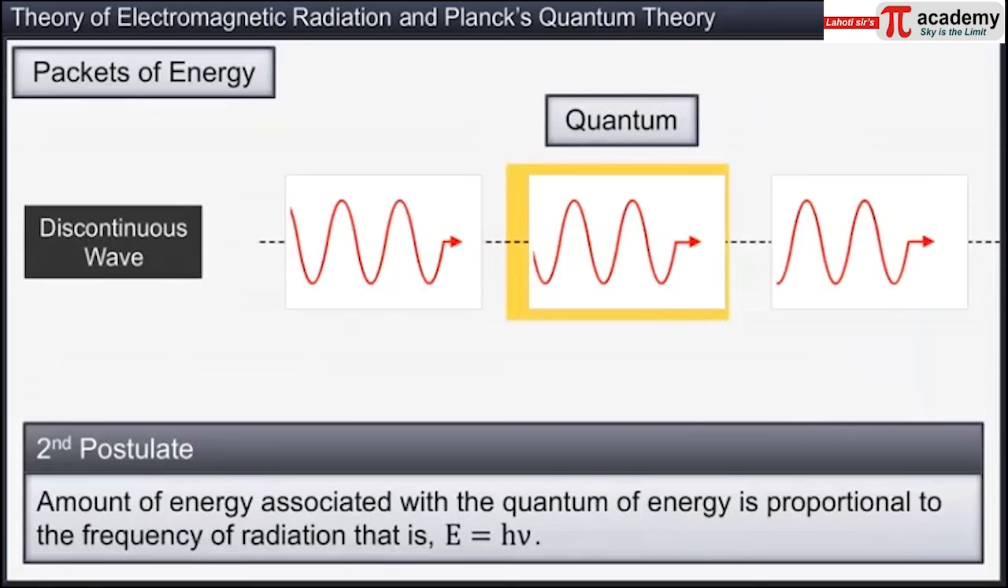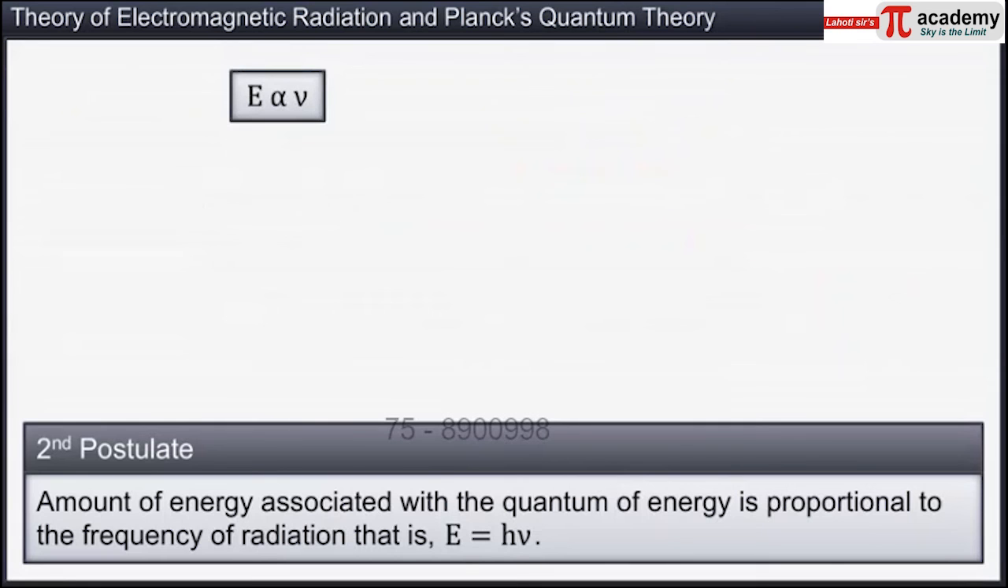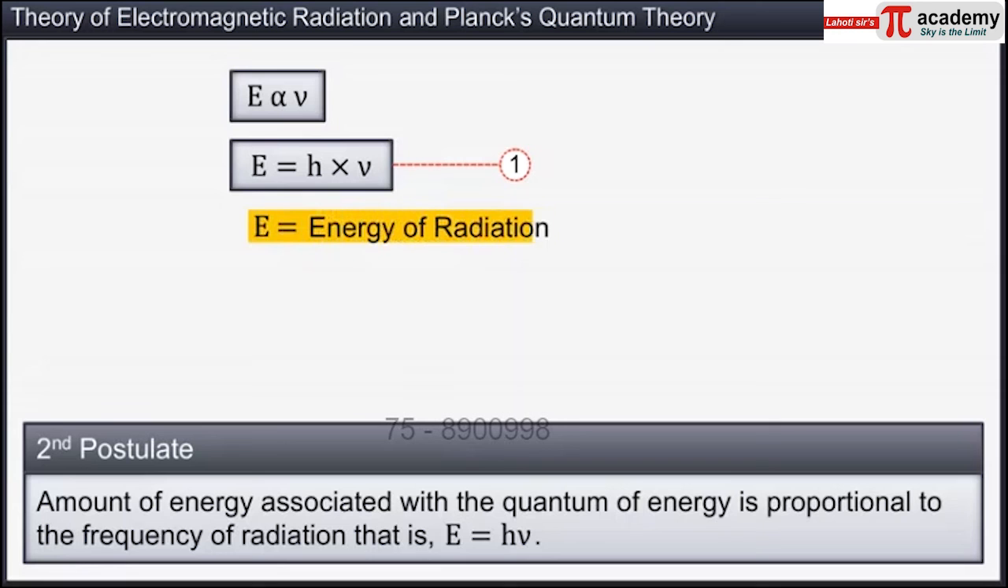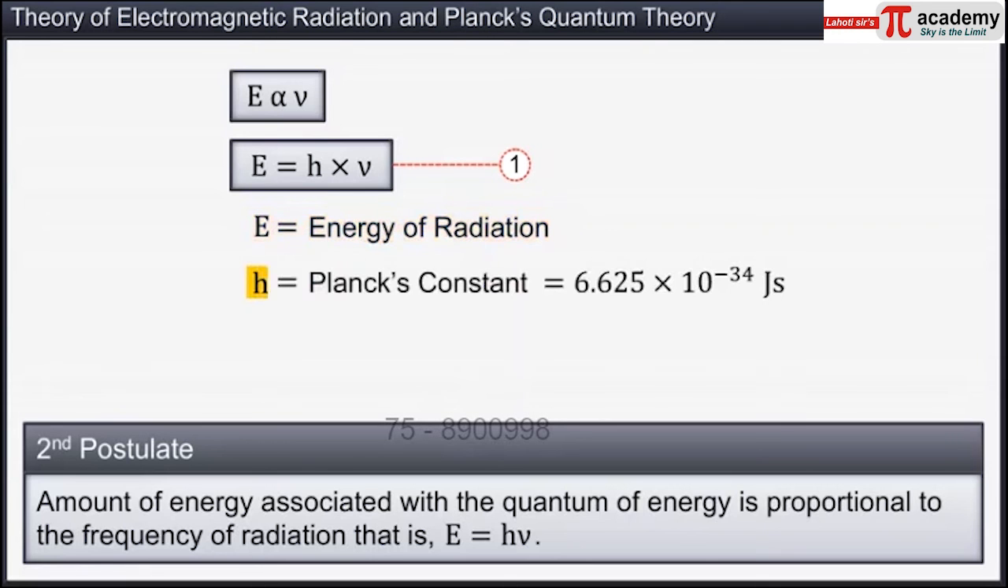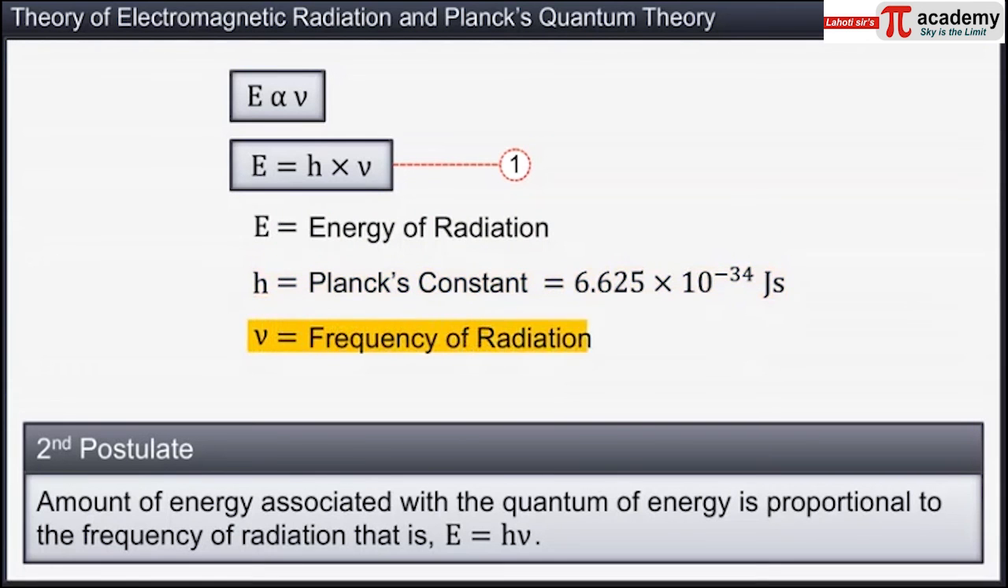According to the second postulate, the amount of energy associated with the quantum of energy is proportional to the frequency of radiation. E is proportional to nu, or E equals h multiplied by nu, where E is the energy of the radiation, h is the Planck's constant 6.625 into 10 to the power of minus 34 joule/second, and nu is the frequency of radiation.